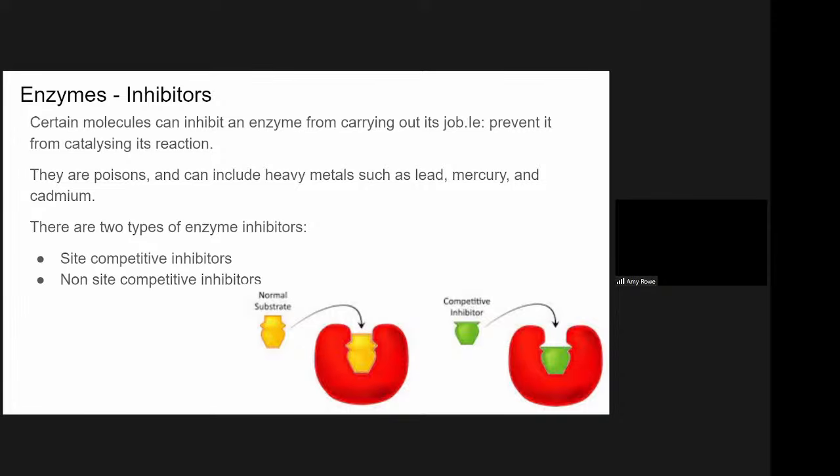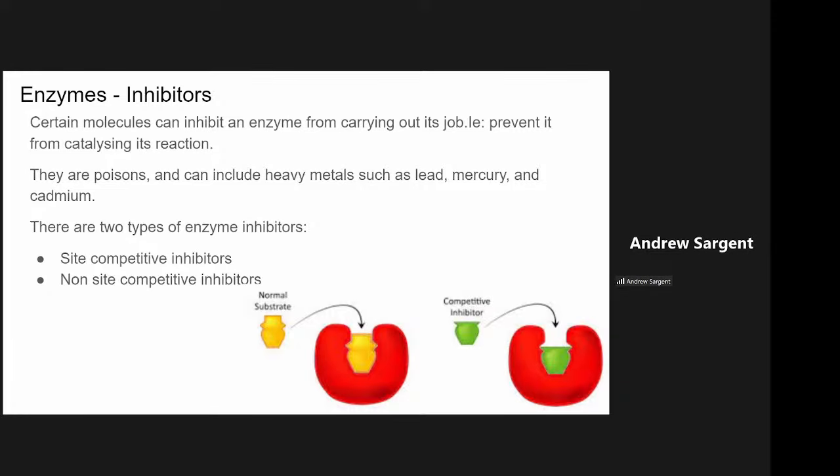We have what's called a non-competitive inhibitor as well. This is where a substance binds at a site on the enzyme which is not the active site, so it binds somewhere else. But when that inhibitor binds to the enzyme at that other site, it causes a change in shape of the whole protein. That change in shape of the whole protein means that the substrate can't bind to the active site anymore. And that tends to be more permanent inhibition.